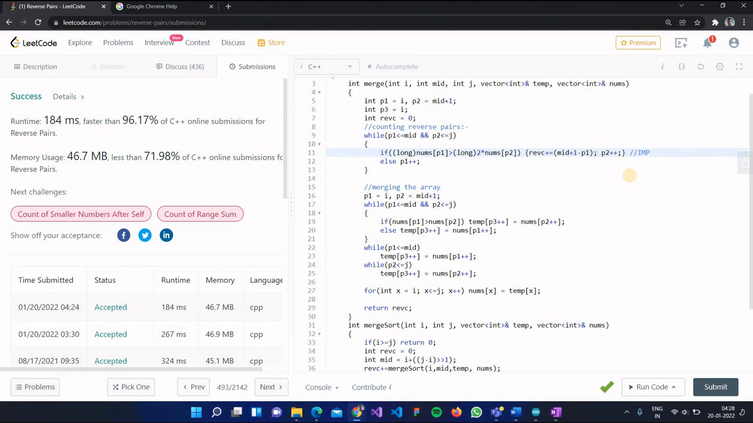I would urge you to do 2 problems if you have not already done them. First is count inversions, which is present on LeetCode, and the other problem is merge 2 sorted arrays, which is also present on LeetCode. You can do both of these and get better clarity on this question. This is basically like a cherry on top of those two questions.